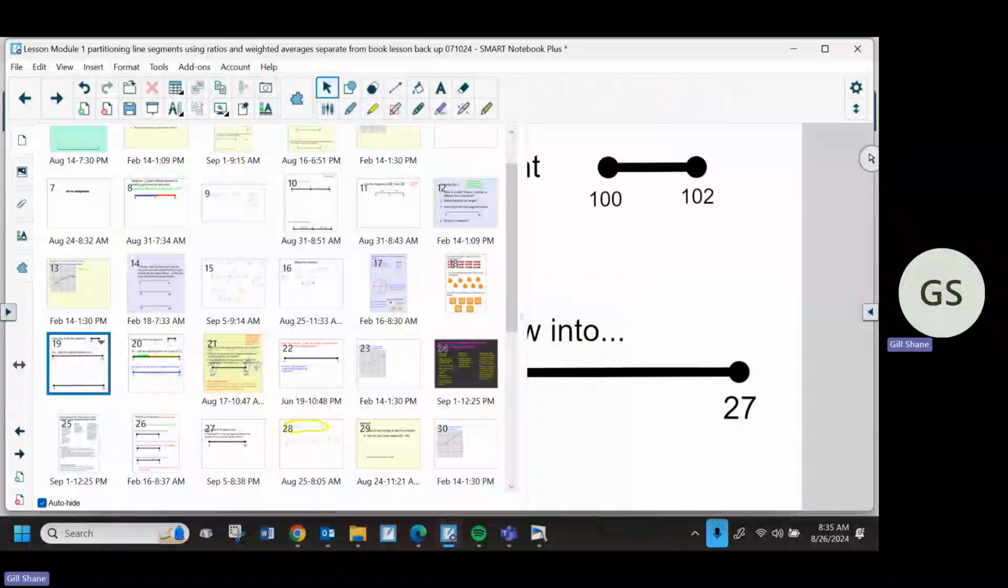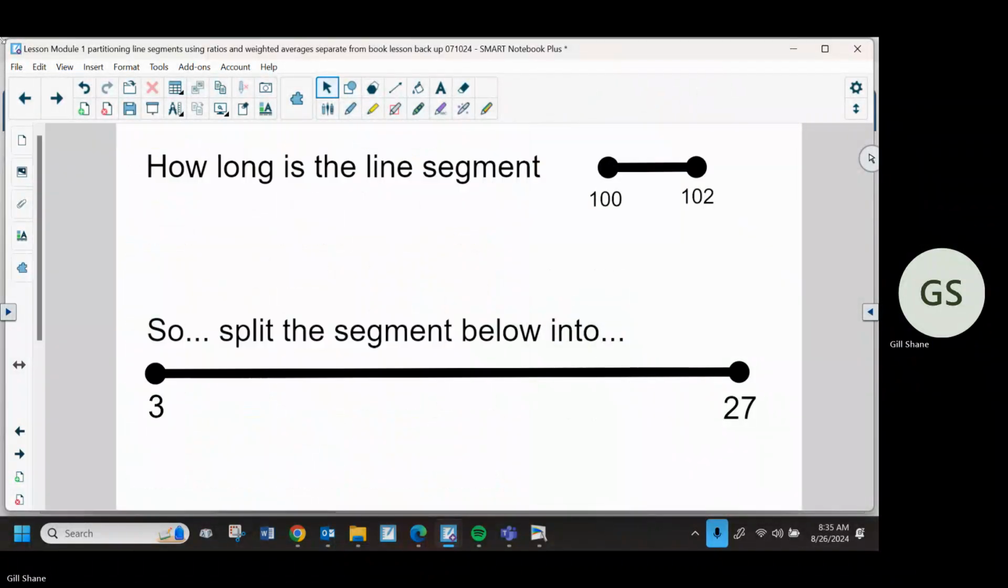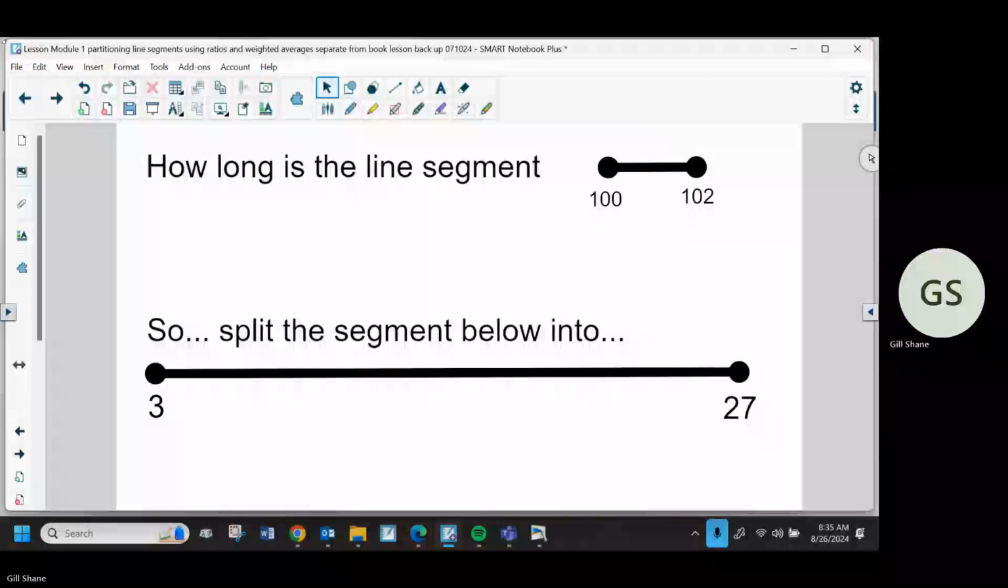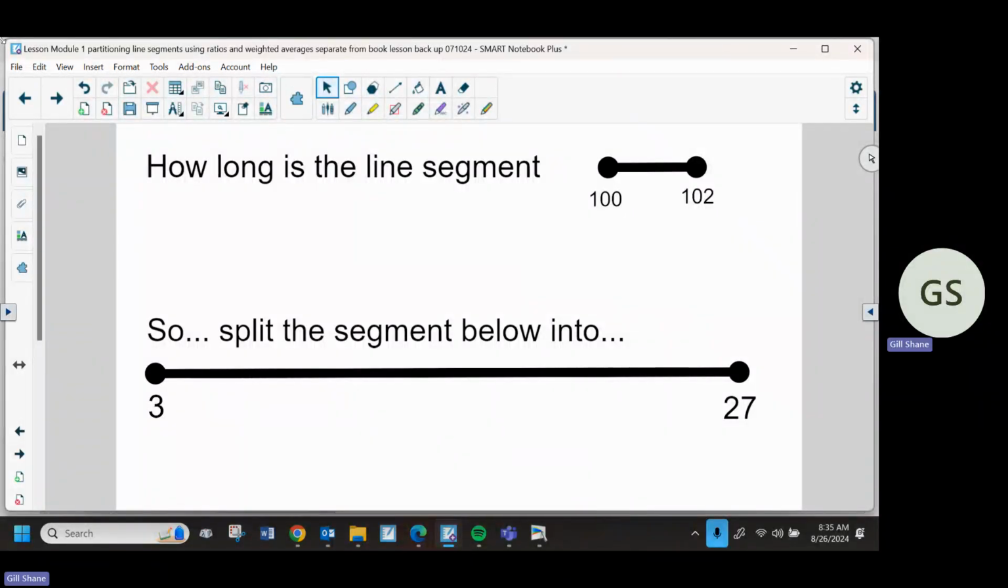All right, so here's my first question. How long is that first line segment? Top line segment. It's just 2, right? I exaggerated the endpoints because I still have people not understanding that the length doesn't just come from one of the numbers. What do we have to do? We subtract.